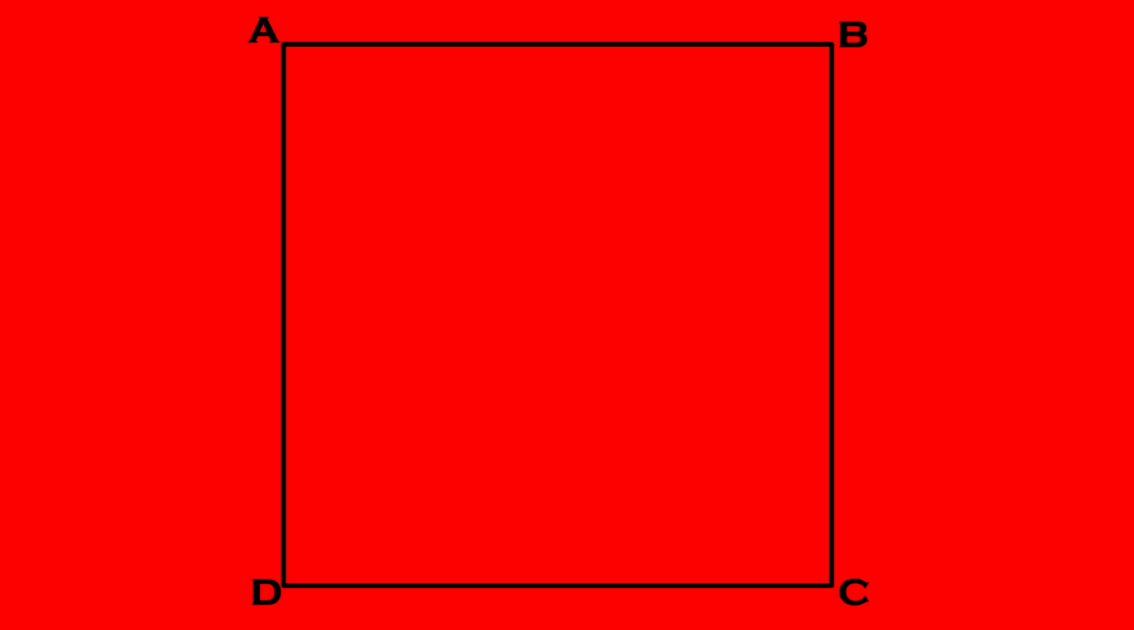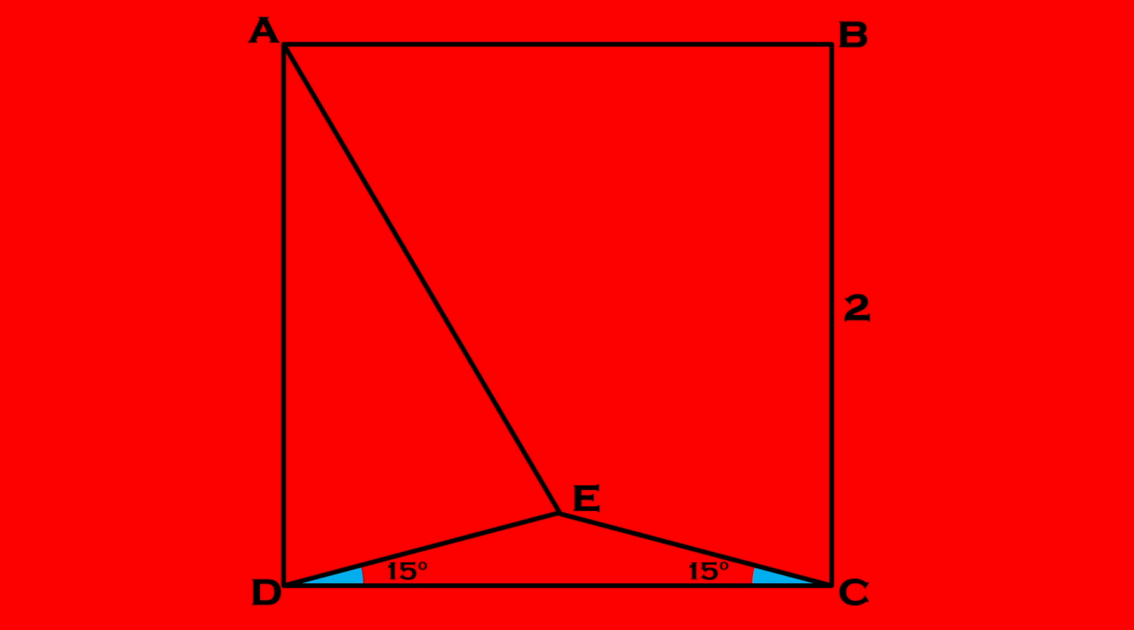Hello my friends, in today's video we are given a square ABCD. We construct this blue angle equal to 15 degrees, construct also another angle also equal to 15 degrees, extend these lines until they meet at point E, form line segment AE, and now if the side of the square is given equal to 2, we need to find the length of line segment AE. So let's begin.